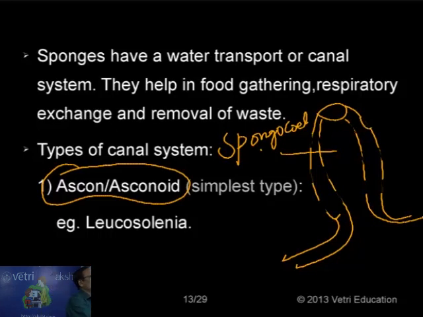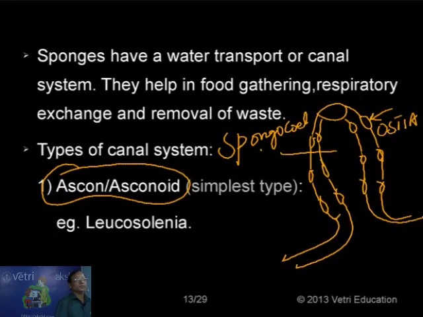Now these are all the openings: outer opening and inner opening. The outer body wall has openings, and the inner body wall has openings. Through these openings only the water enters. So there are many openings on the body wall, and these openings are called ostia.